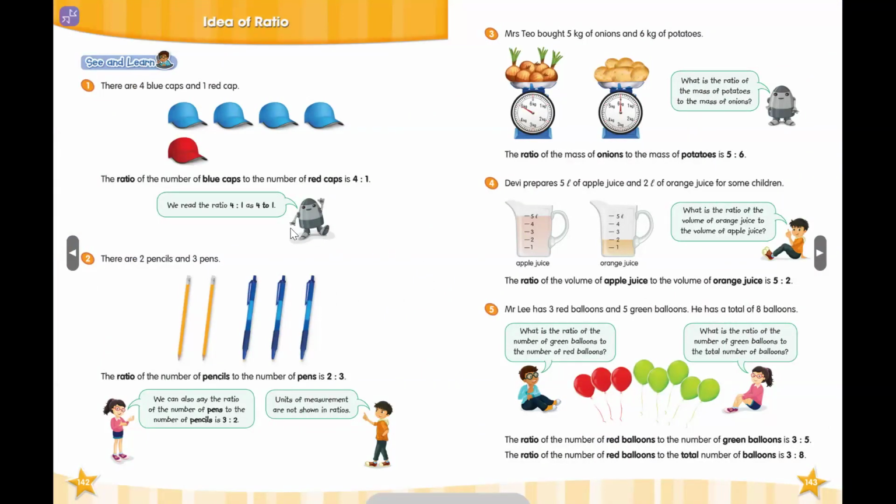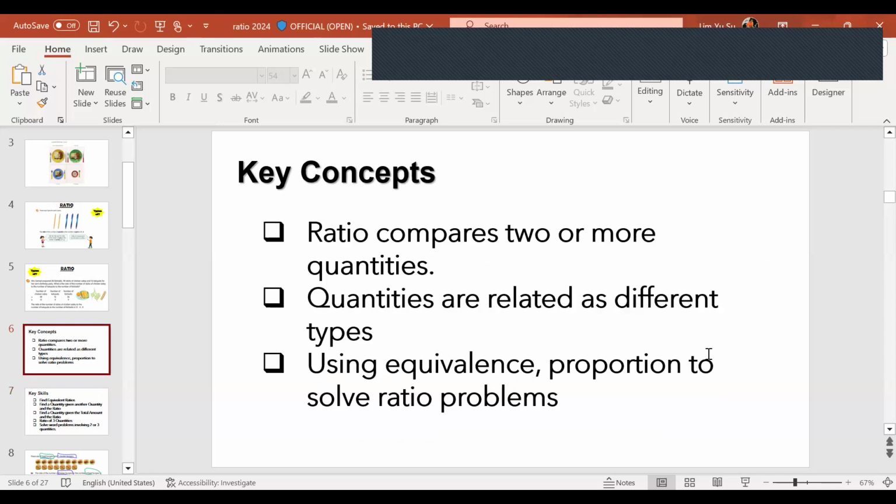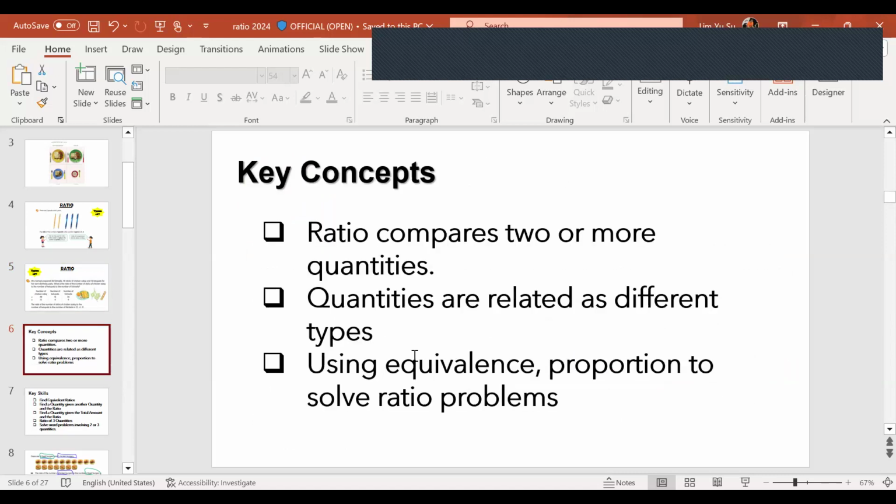We'll look into the next part where I say, okay, what do we understand about ratio? Ratio compares 2 or more quantities. And on Monday, we talked about how usually the quantities of objects are related. They are different types. So for example, these are different types of stationery, and just now different types of food. You realize food is one of the most common examples. But definitely there are way more than that.